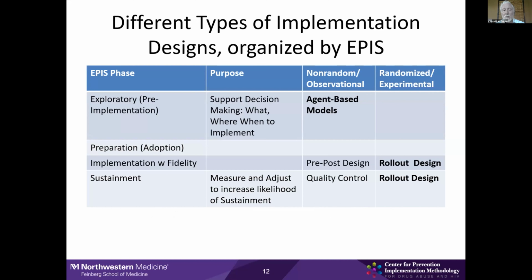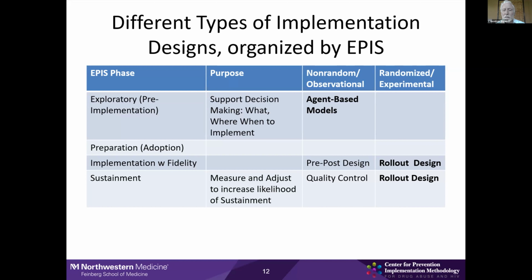There are multiple different places where you can do implementation designs. We've organized this by stages in EPIS that you have had before. In the exploratory phase, many of the reasons for doing implementation designs are to study decision-making: what, where, and when to implement. In a non-randomized study, you can use agent-based models and other systemic interventions and implementation strategies. Vouchar is going to be talking about the use of agent-based models in a few moments.